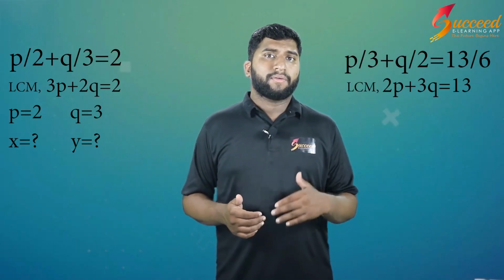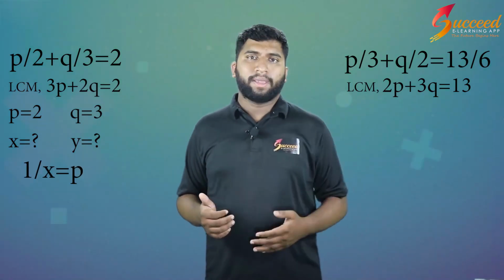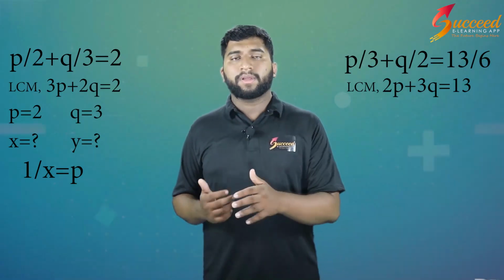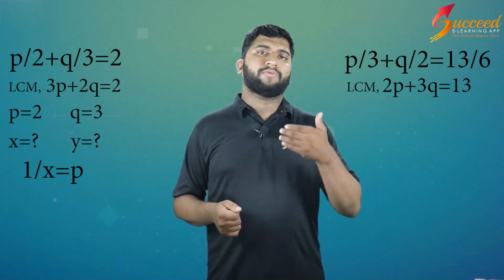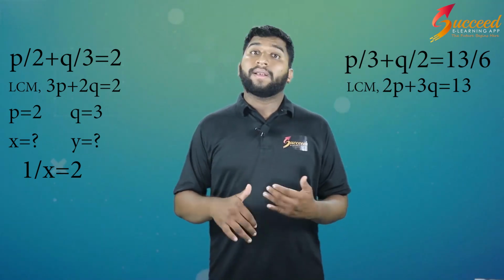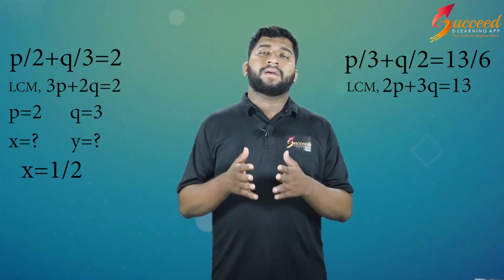What was the p there? Initially we considered 1 by x is equal to p. Substitute that. p is nothing but 2. So what will be your equation? 1 by x is equal to 2. Take the reciprocal, we get x is equal to 1 by 2.